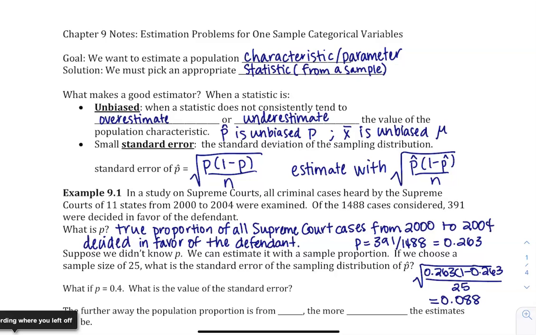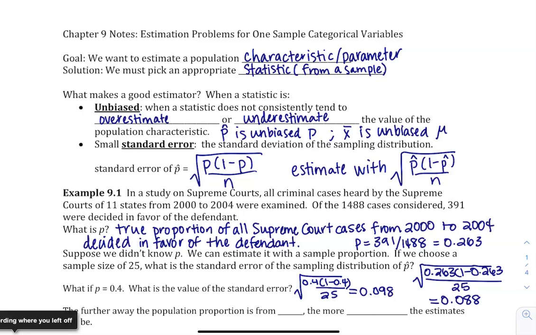Now, let's suppose for a moment that p was actually 0.4, something a little higher. What would the value of that standard error be? We'll still have a sample size of 25, but we'll do 0.4 times 1 minus 0.4, divided by 25, and we see that that gives us a standard error of 0.098. So we notice here that our standard error, when we got closer to 0.5, ended up being a little bit larger.